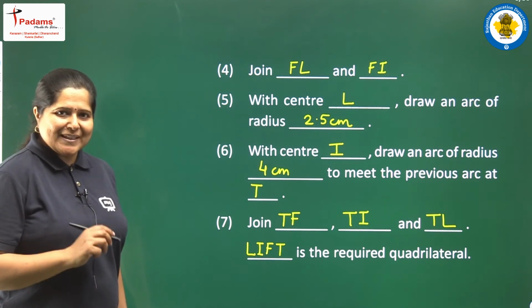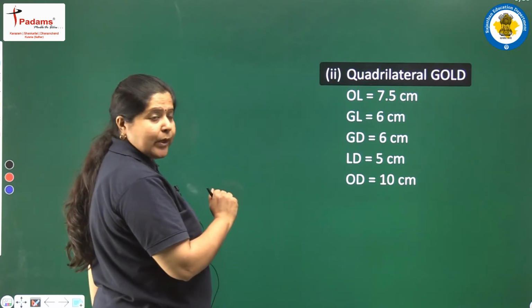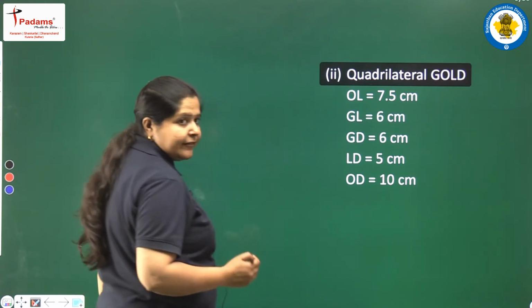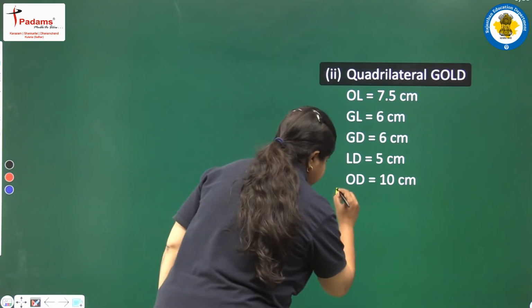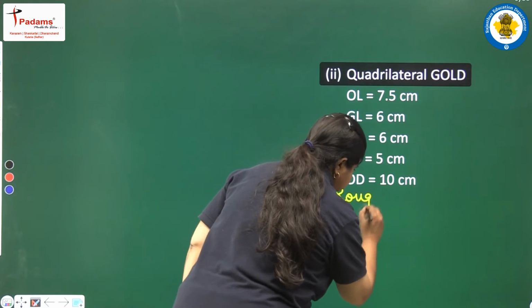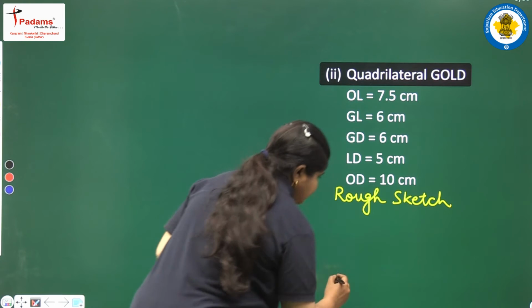Clear to you? Next we have one more question. We have to construct this quadrilateral GOLD in which these measurements are given. So first of all again we will draw its rough sketch. We take it at this bottom part. Rough sketch for this.